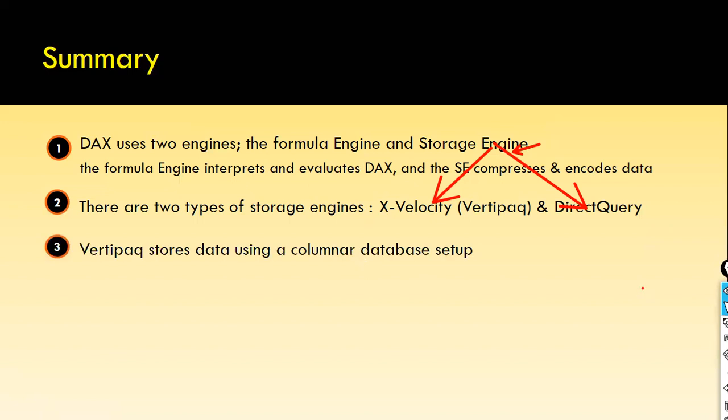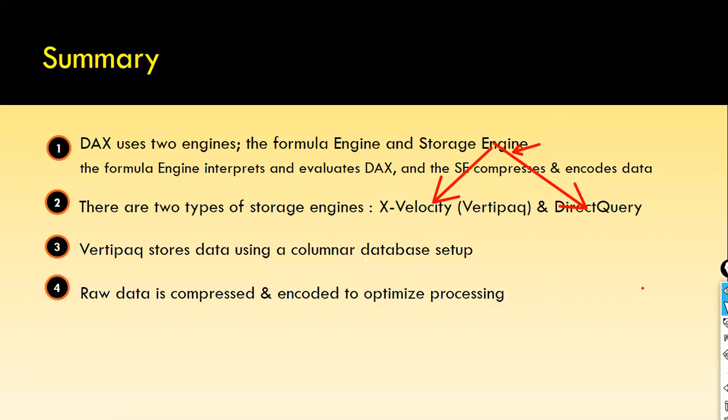And it stores the data using a columnar database setup. So replace VertiPaq with XVelocity. Previously it was called VertiPaq, now it is called XVelocity. XVelocity stores the data using columnar storage. Like I said earlier, the data is stored in separate columns, so each column is stored separately, and hence it can be accessed quickly.